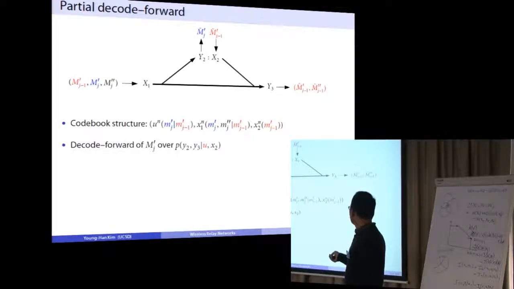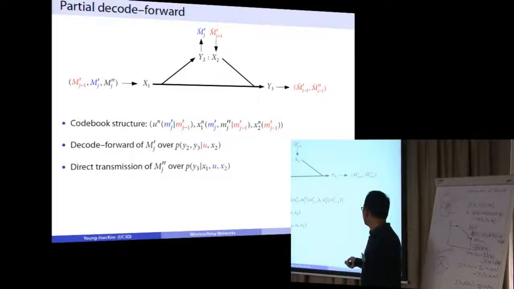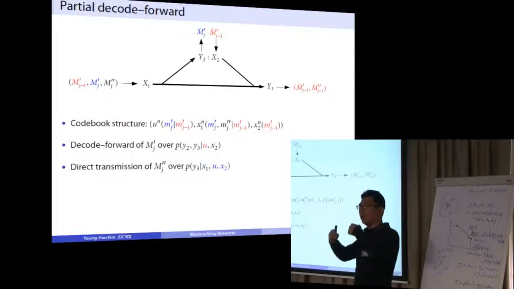Saying it again, I'm just using decode forward for the prime message, with input U and X2 and output Y2 and Y3. Up to this part, it is exactly the same as decode forward, except that I'm not using X1, I'm using U. And then I'm overlaying transmission of the double prime message just as in direct transmission. That is how we achieve the performance of both direct transmission as well as decode forward. And as you can expect, because we are using them superimposed in the signal space, there could be some synergy. We might be able to do the better of the better.